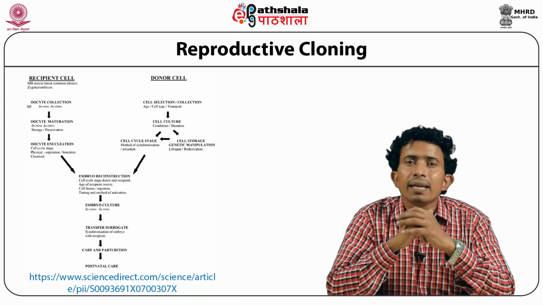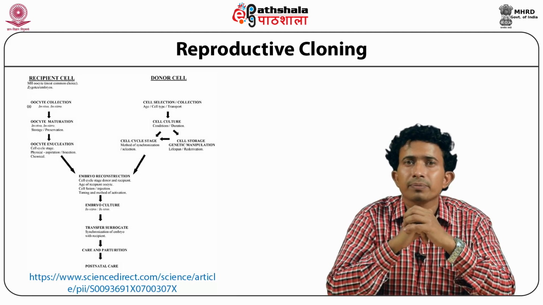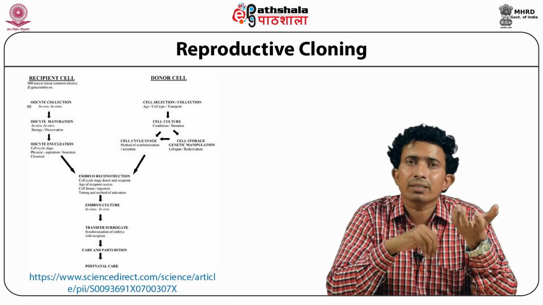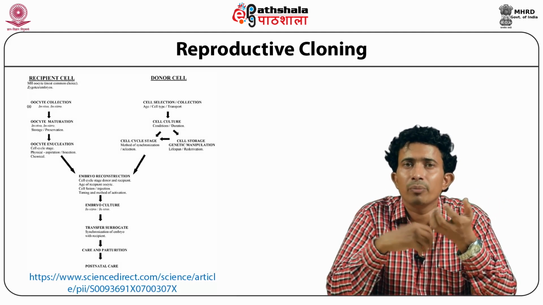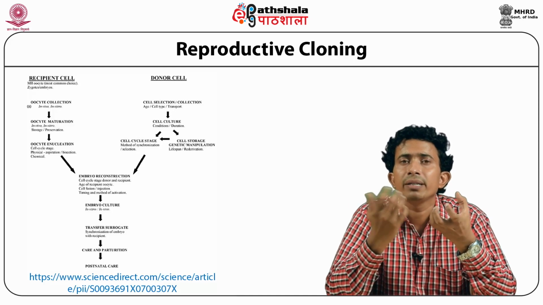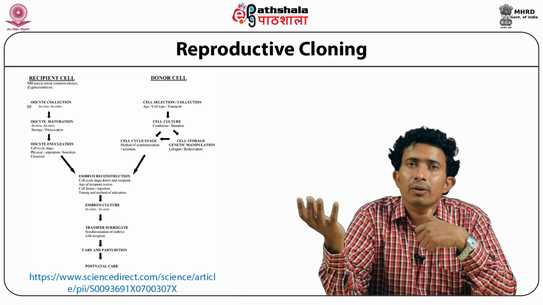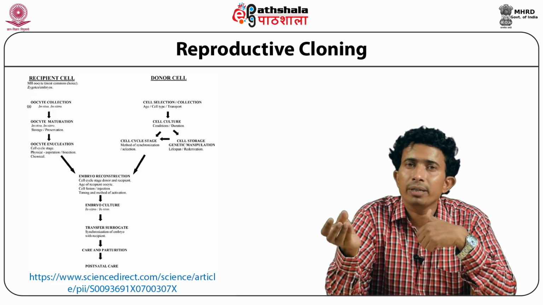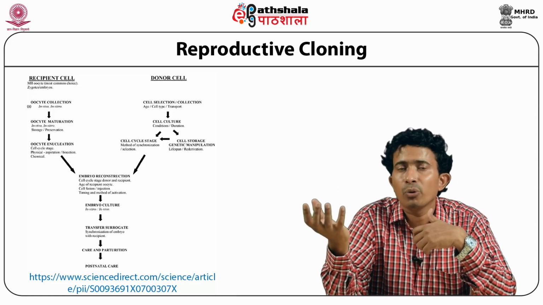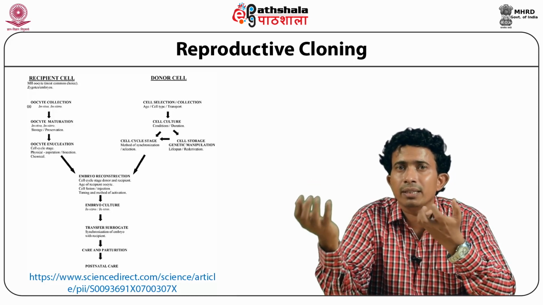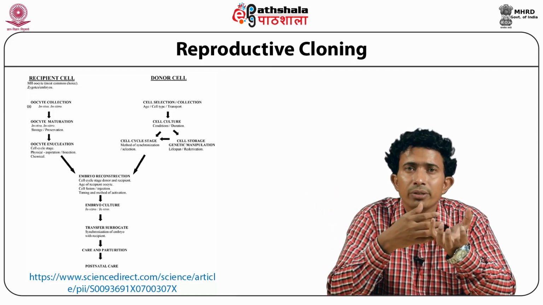This somatic cell nuclear transfer technology involves two steps. Ova is collected from the female and its nucleus is removed, meaning the ova is made enucleated. A somatic cell is taken. It can be taken from any part of the body, from udder, from ear. So a somatic cell can be taken from any part of the body. Its nucleus is removed and it is injected in the enucleated ova.